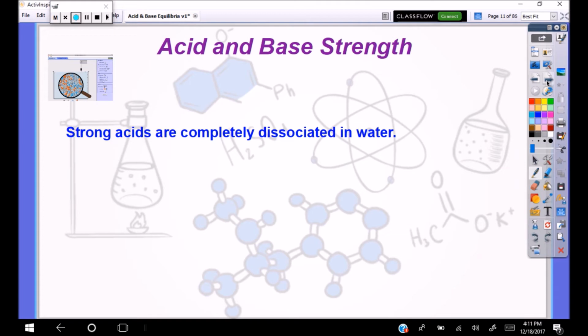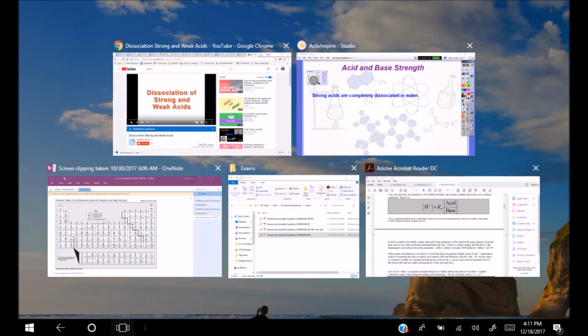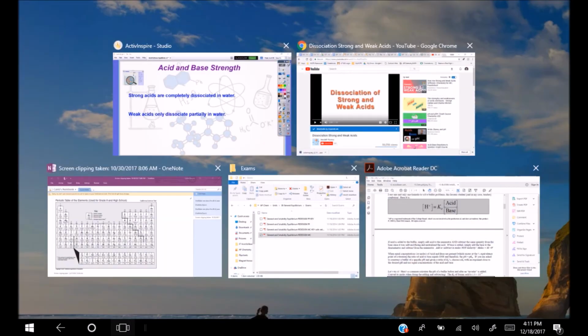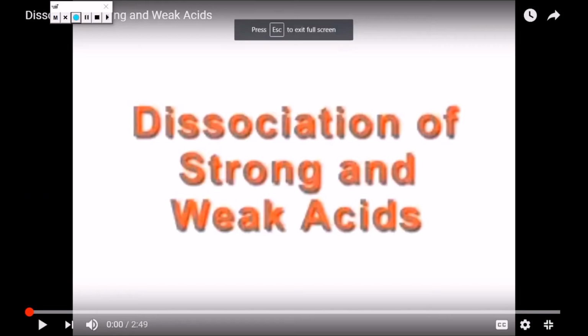So acid and base strength. With acid and base strength, we know that strong acids completely dissociate in water. We also know weak acids only partially dissociate in water. So I actually have a really good video that shows this animation for us. We're going to watch that now.